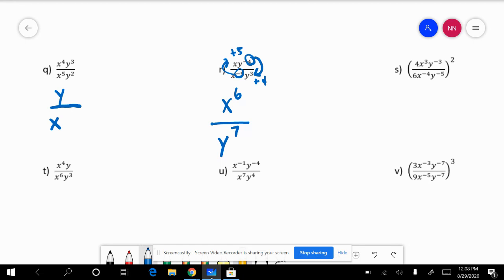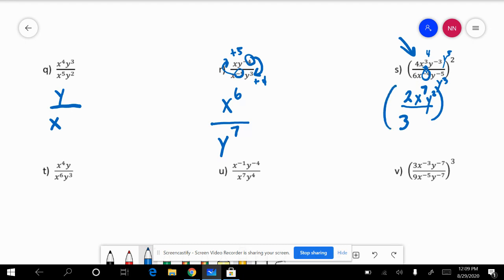For this next one, I'm going to first simplify the inside. So 4 and 6 reduce to 2/3. I have a negative exponent, so I bring it up, and that becomes x to the 7th. Both of these switch, so it becomes y to the 5th over y to the 3rd. And when we subtract them, there's more y's on top, and that would be 2 more.